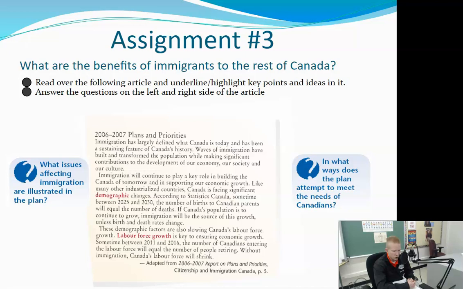Labor force growth is key to ensuring economic growth. Sometime between 2011 and 2016, it's already happened, the number of Canadians entering the labor force will equal the number of people retiring. Without immigration, Canada's labor force will shrink. So when you think here, a lot of people think, well, what's the problem? That means there's just more jobs available. True, but only if people have the skills to do those jobs. If Alberta is in demand for people with certain skill sets, whatever you want to say, doctors, construction workers, electricians, plumbers. If we have a shortage, we just can't go out and pick anyone to do that job. If there's no one available to do it that's already in Canada or willing to move there or willing to do it, that's where immigration comes in.